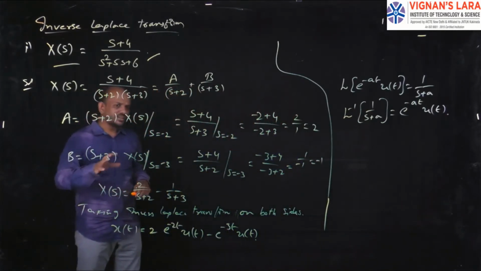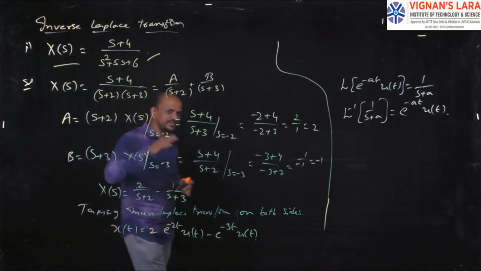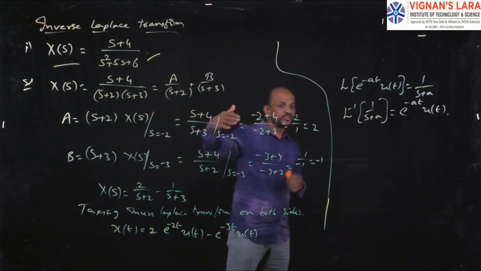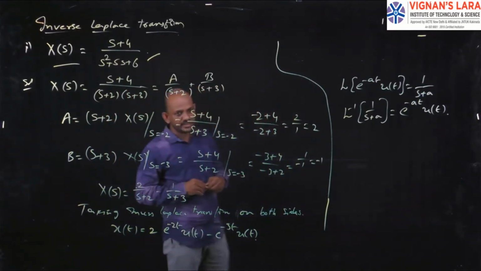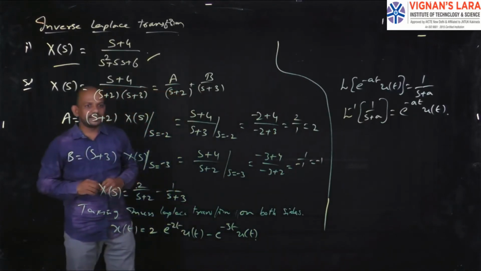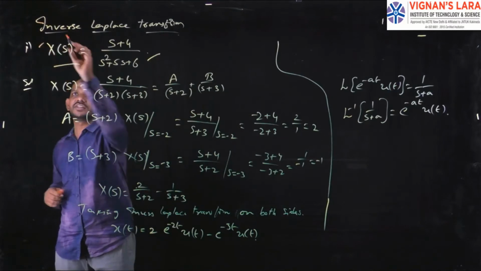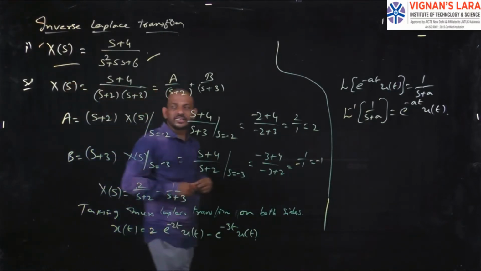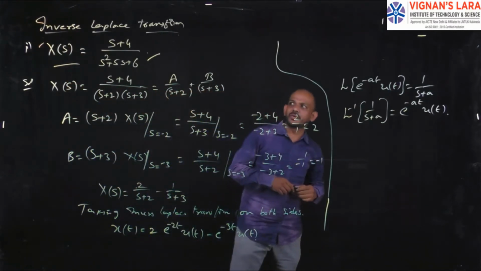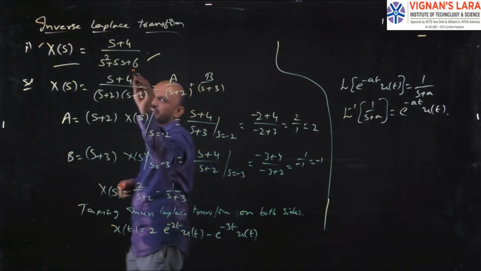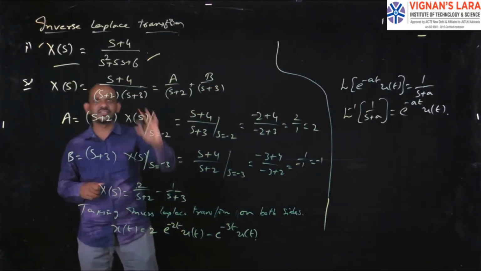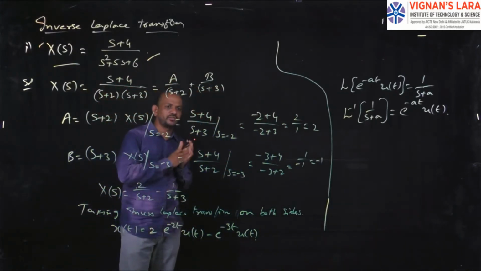So by using the formula it will take more time, hence I am going for the partial fraction method for finding the inverse Laplace transform. Here the problem is, they have given the Laplace transform of x of t, that is X of s equal to (s plus 4) by (s square plus 5s plus 6). So from this we have to find out x of t.